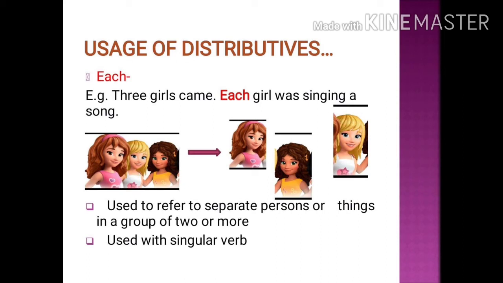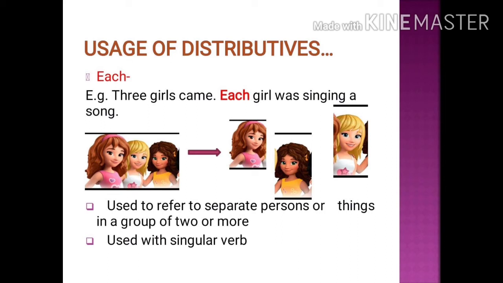In the first line I have introduced three girls. Three girls came. It's like a group, children. But from that group I am speaking about each girl separately. Each girl was singing a song. Every single person was singing a different song. That's the meaning. The noun girl is singular, and I have also used the singular verb was.